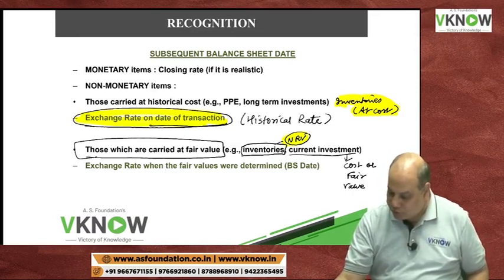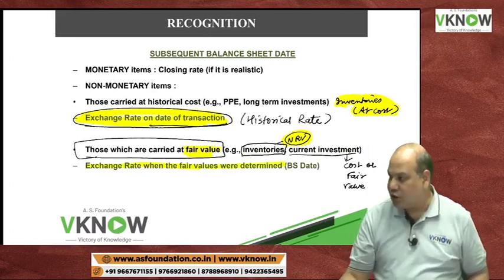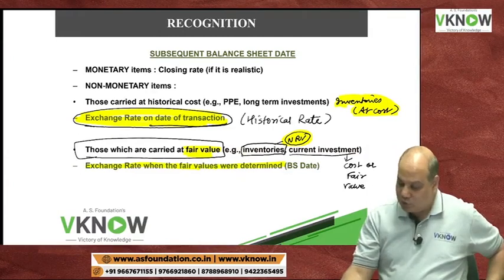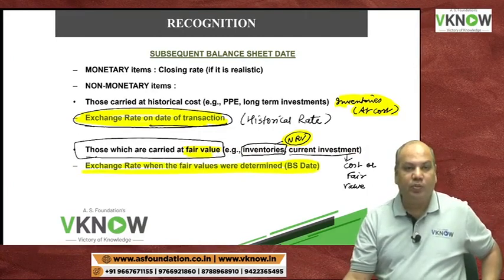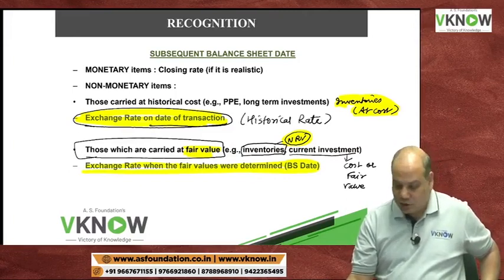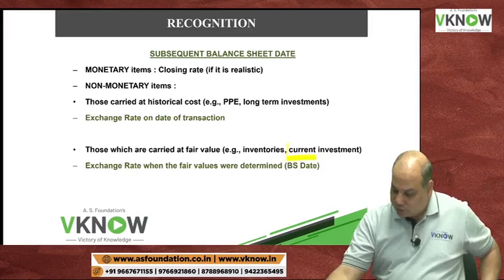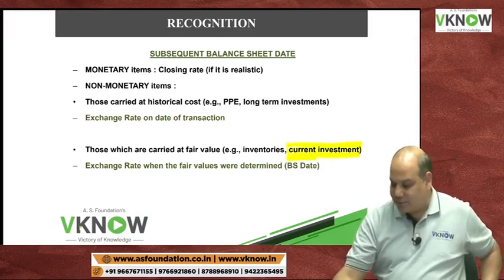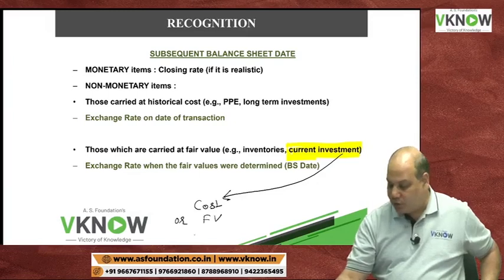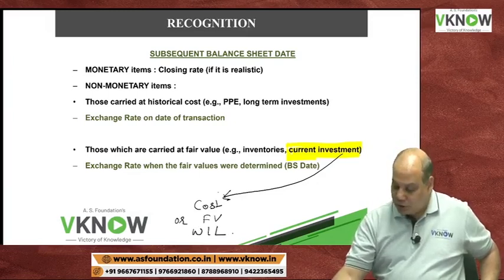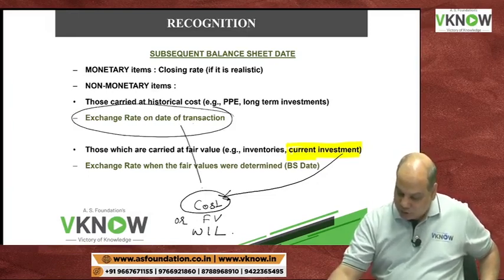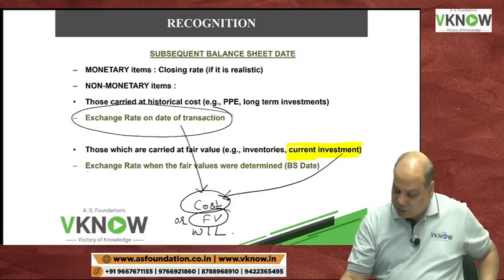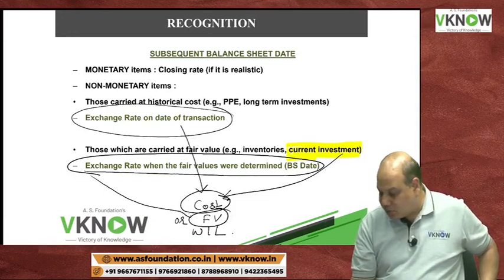But if you find the NRV is lower, NRV being based on market value, I will apply the exchange rate when fair values are determined, which means the exchange rate on the balance sheet date, because on the balance sheet date NRV is calculated. One more example, current investment. AS-13 says current investment can be measured at cost or fair value, whichever is lower. If we are measuring it at cost, the exchange rate on the date of transaction will apply. But if we are measuring it at fair value, then the exchange rate on the balance sheet date will apply.